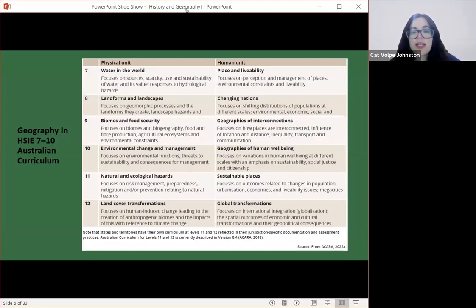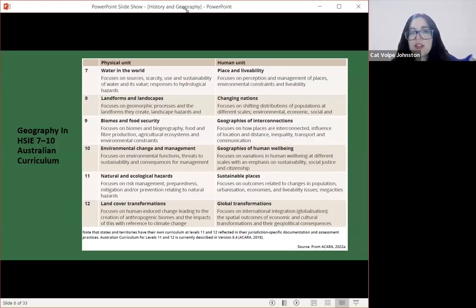In Year 8, students are looking at landforms and landscapes, looking at those geomorphic processes and the landforms that they create, and the landscape hazards. Changing nations is a great topic where we're looking at shifting distributions of populations at different scales. So that's at the local level, national, global level, and we're looking at environmental, economic, and social impacts and challenges. Year 9, students are looking at biomes and food security, looking at biogeography, food and fiber production, agricultural ecosystems, and environmental constraints with food security.